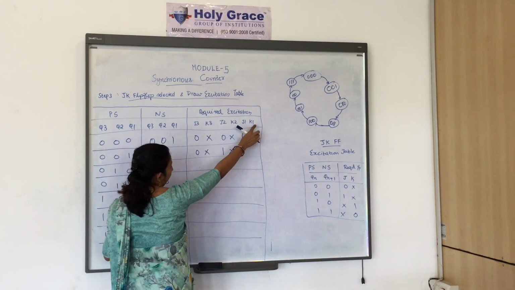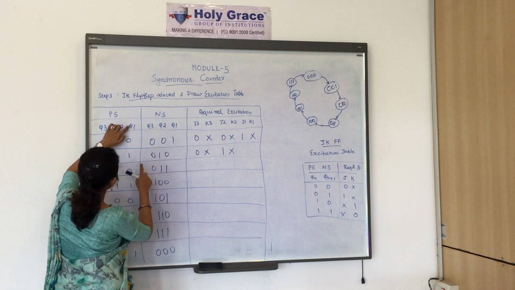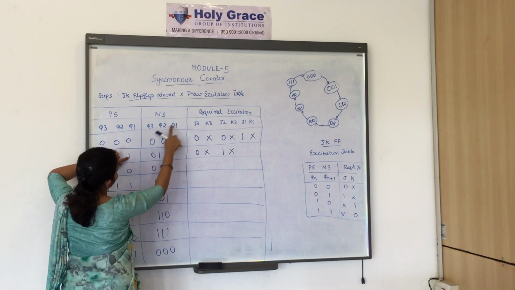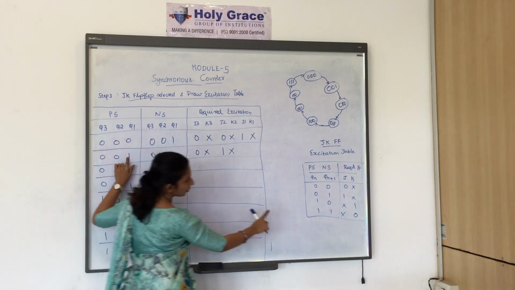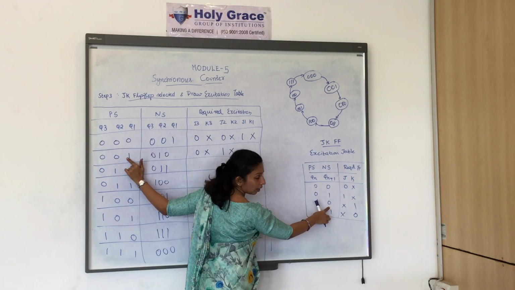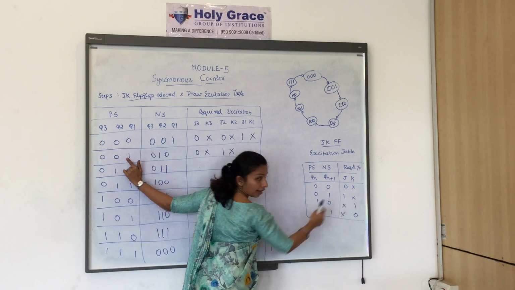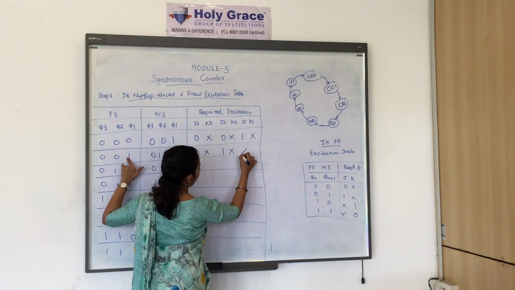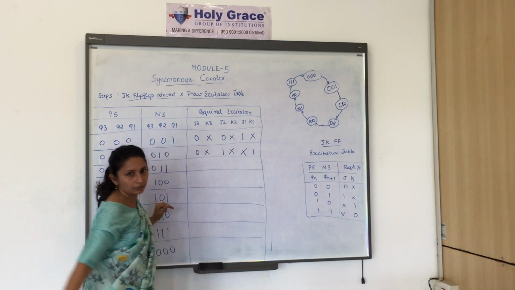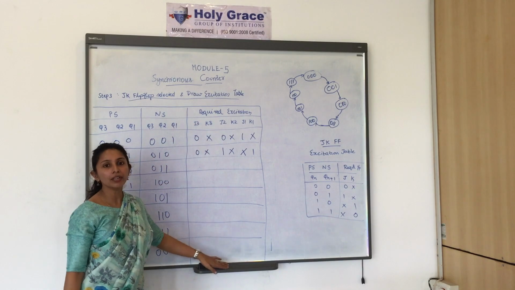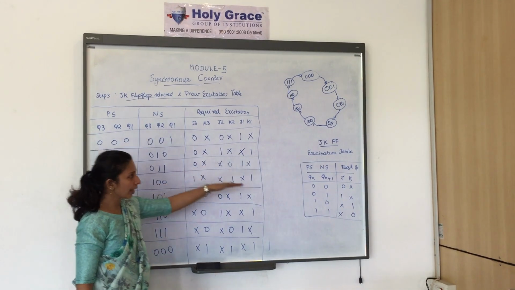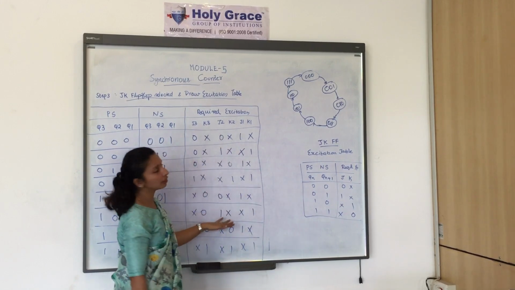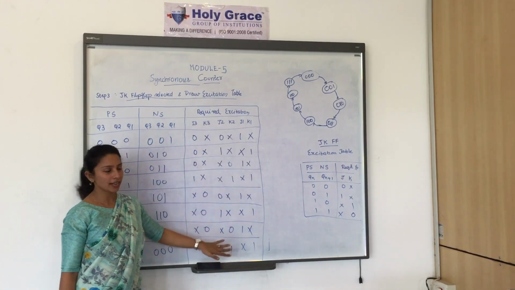Now we have to write J1, K1. For J1, K1, we look at the Q1 present state and Q1 next state. This is 1, it is 0. 1, 0 means don't care and 1. So don't care and 1. Similarly, you have to fill the whole table. Okay. So looking at the excitation table, I have filled the whole required excitation table.